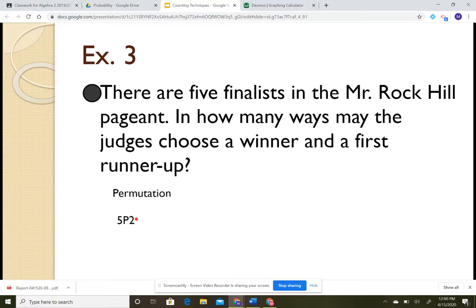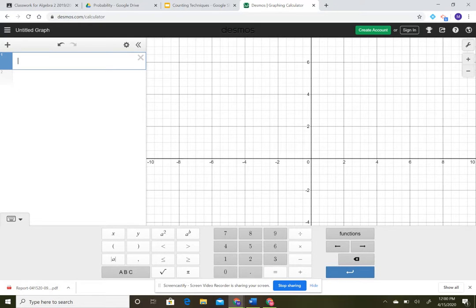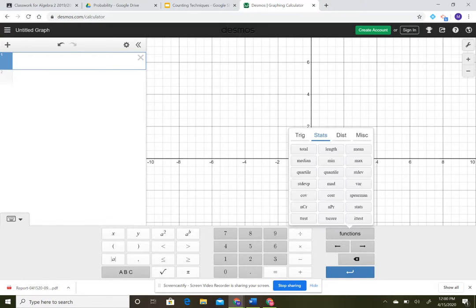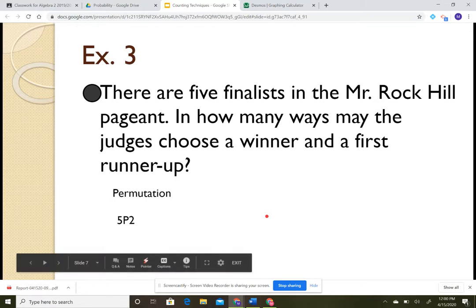Let me show you, if you do not have a scientific calculator and you don't have it on your phone, you can use your Desmos calculator, and you're going to go down here to the keyboard. You're going to go over to functions, then under stats. Since this one was a permutation, you're going to push that button. We had 5, so we put comma and 2. Always put the total first. And it tells me a total of 20. So my answer on this problem is there are 20 different ways.